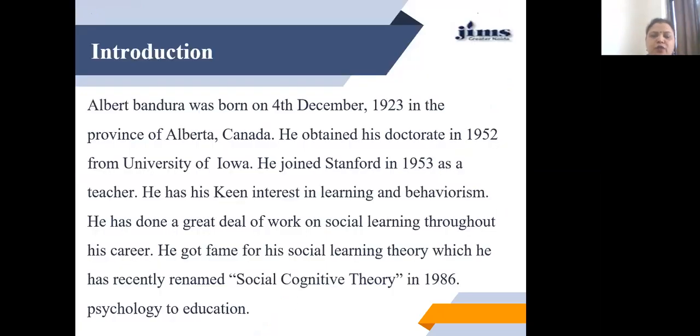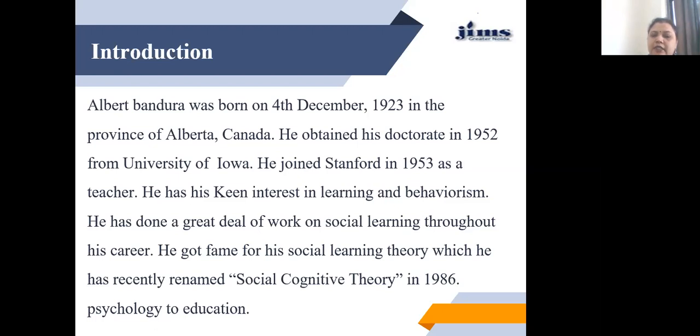Albert Bandura was born on 4th December 1923 in the province of Alberta, Canada. He obtained his doctorate in 1952 from the University of Iowa. He joined Stanford in 1953 as a teacher. He has a keen interest in learning and behaviorism. He has done a great deal of work on social learning throughout his career. He got fame for his social learning theory, which he has recently renamed social cognitive theory.